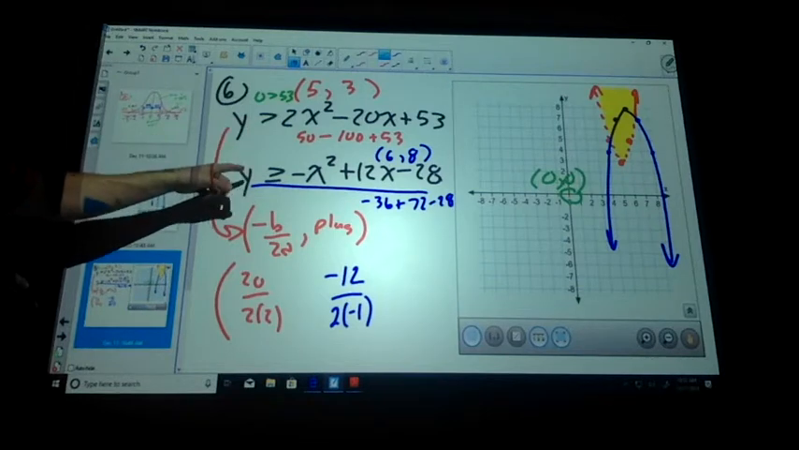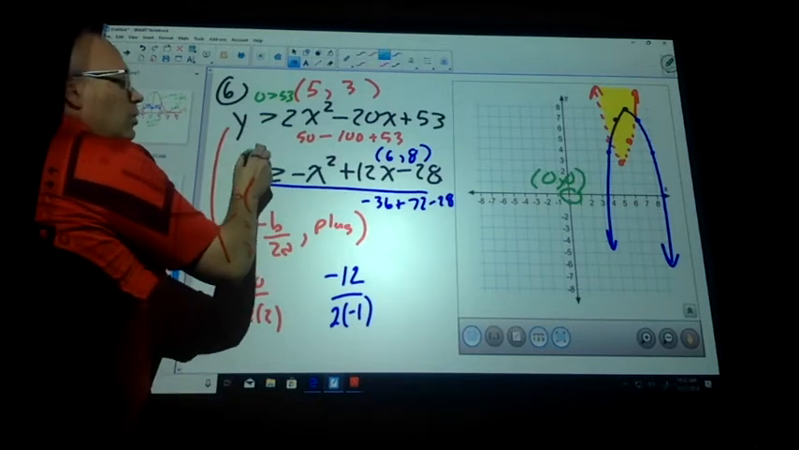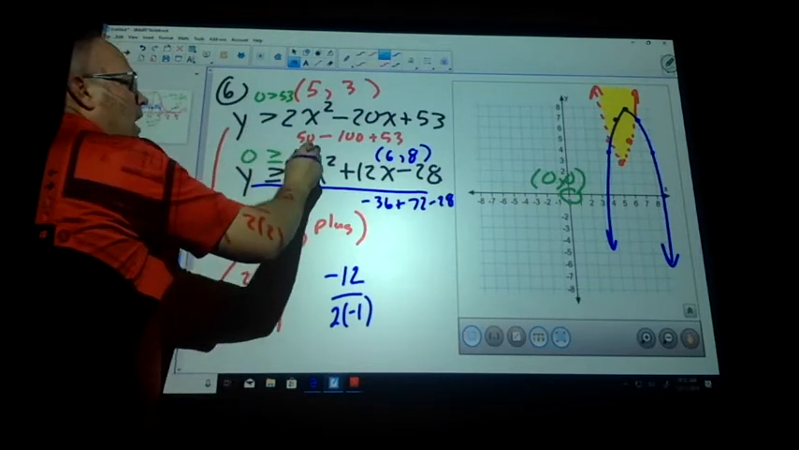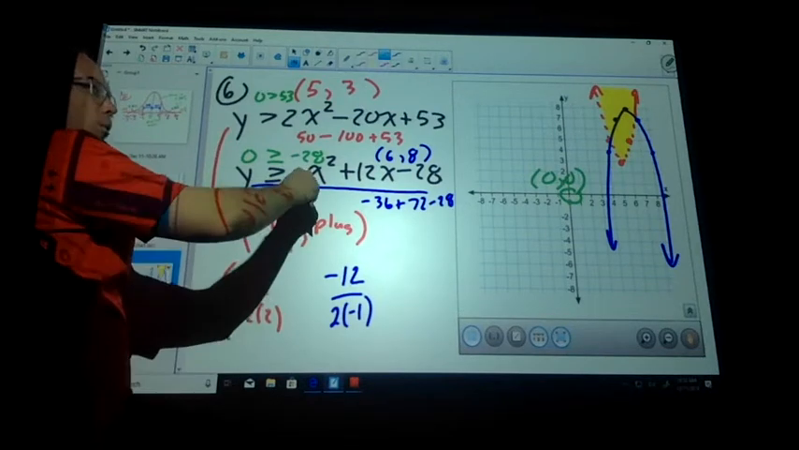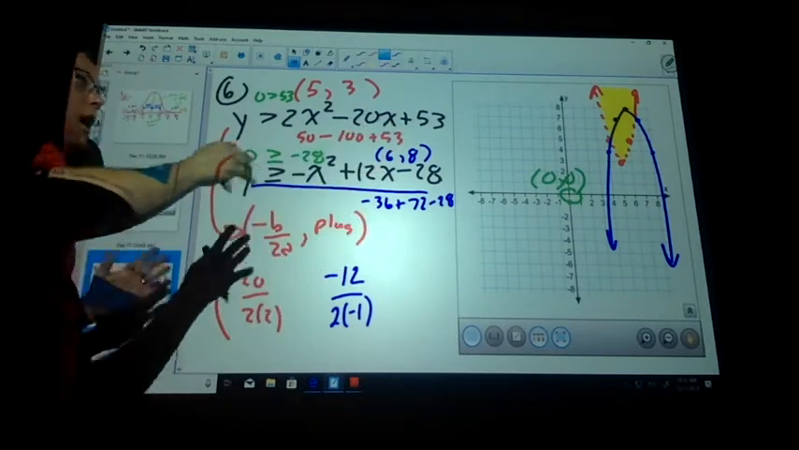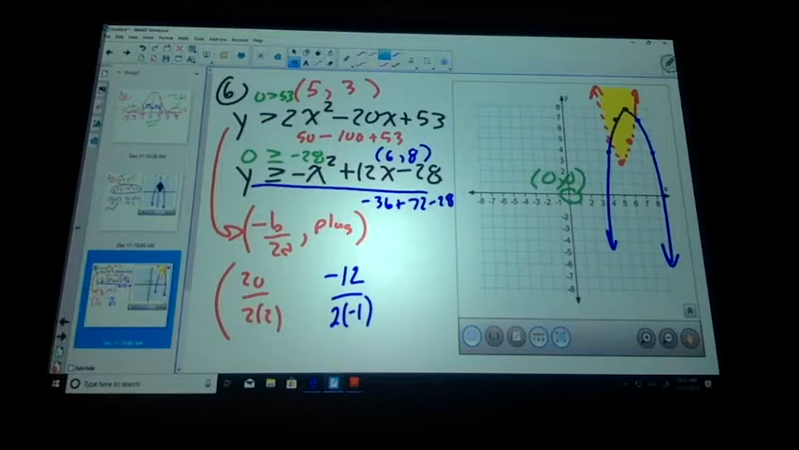Okay, so still we're going to use 0, 0 again. Take 0, 0 and plug it in here. So I get 0 is greater than or equal to negative 28. Wait, where did that come from? Well, 0 squared plus 12 times 0 has got to be 0. So is 0 greater than negative 28? True. So where do I shade for the blue?